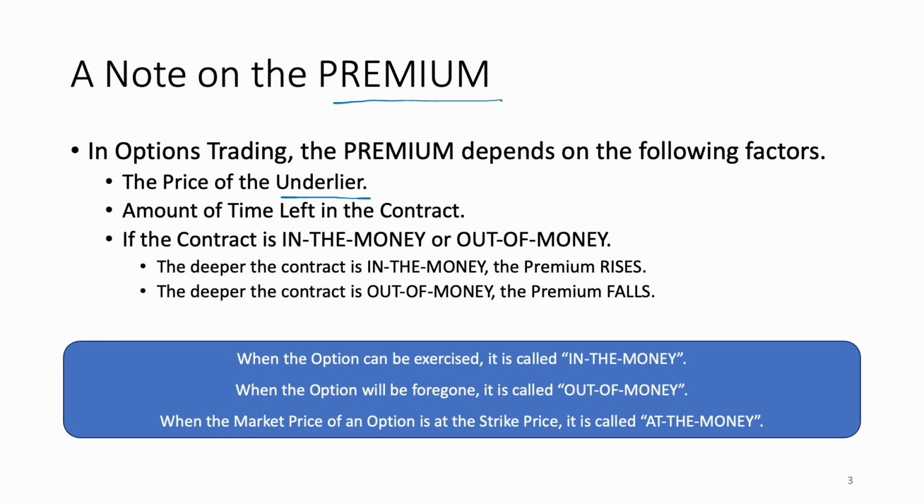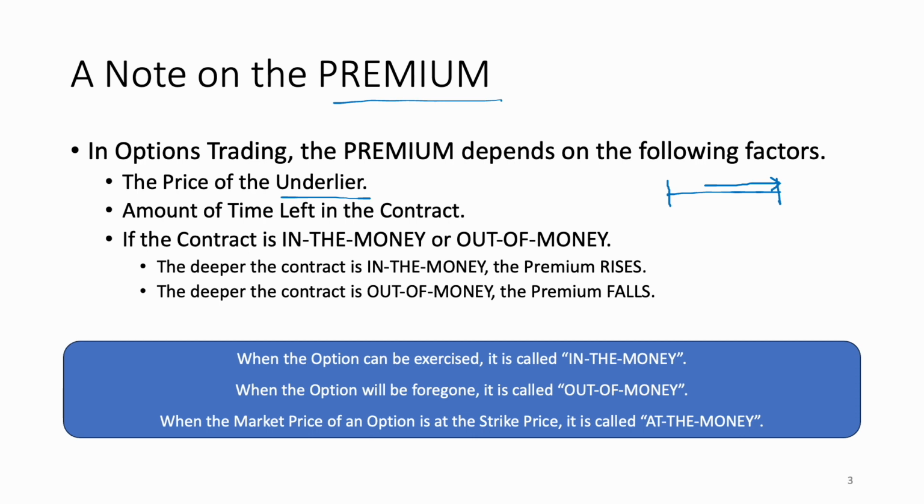Also, we know that the option is for a specific period of time. We have to agree that it is a 1 month option, a 1 quarter option, or a 1 day option. The amount of time that is left in the option determines the price of the premium. So if the amount of time left is small, then the premium will fall. If the amount of time left is more, the premium will rise.